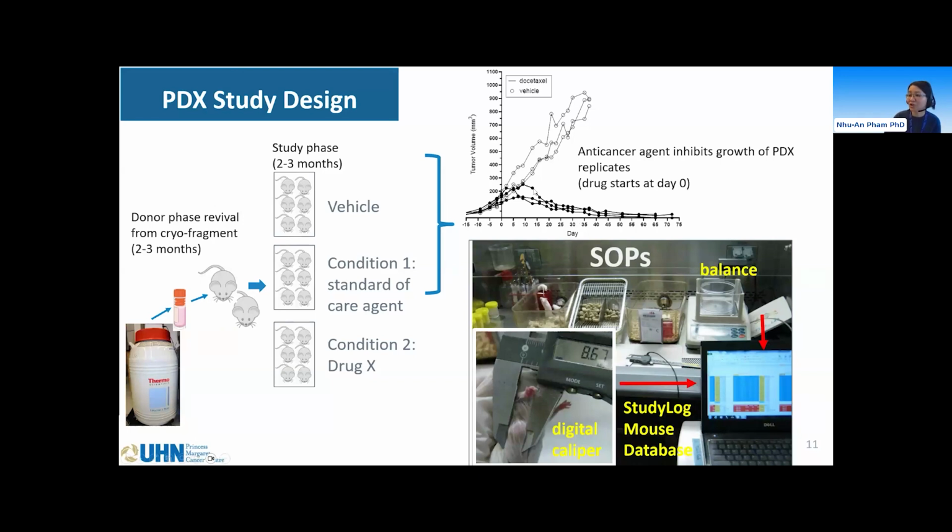So as I was just describing here, the growth curves and how we get our tumor measurements from the caliper measurement here. And we have a system set up where it's all digitalized. The weight of the mice measurements are also being captured, and we use the study log mouse database. It's a licensed database set up on our laptops.